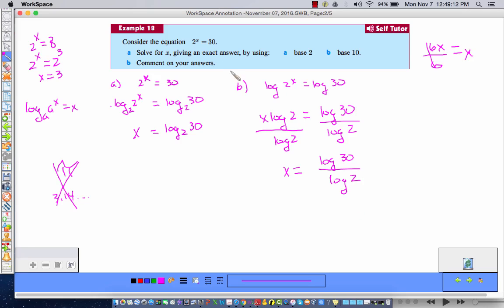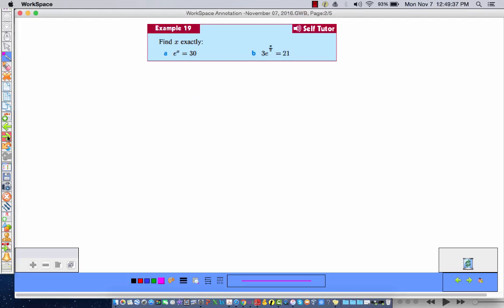Okay? And they say comment on your answers. Well, what they're getting at is this is the same x. So what we can conclude is log base 2 of 30 is equal to log of 30 over log of 2. And this is a prelude to a new rule called the change of base rule. That comes a little bit later. All right.